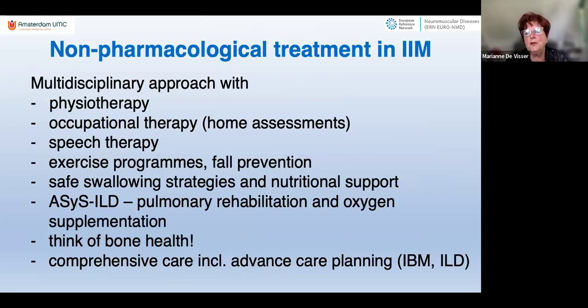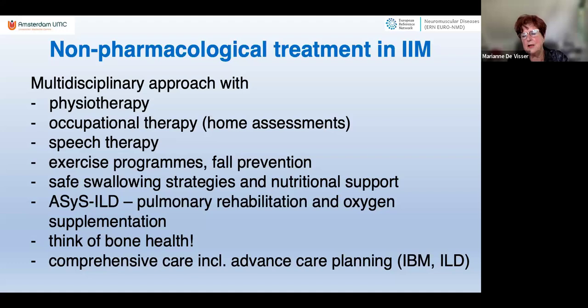This is a summary slide on non-pharmacological treatment in IIM, in all subtypes of myositis. There should be a multidisciplinary approach with the neurologist, internist, immunologist, but also physiotherapy, occupational therapy, and the occupational therapist has to do home assessments, speech therapy, exercise programs, fall prevention, swallowing has to be monitored, and nutritional support advice has to be given.